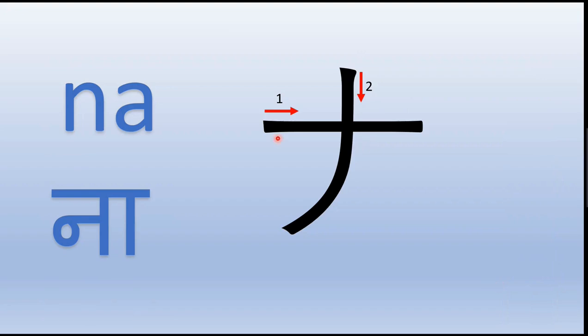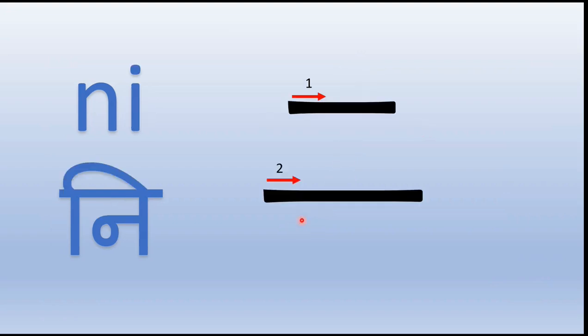Na, which is very simple, the first stroke is a long horizontal line and the second stroke is a vertical line bent towards the end. Then we have ni, two horizontal lines. This we have seen in our counting lesson as well. So this is the kanji for numeral 2 as well. This is the first stroke, which is a horizontal line, and this is the second stroke, which is another horizontal line, but longer in size.